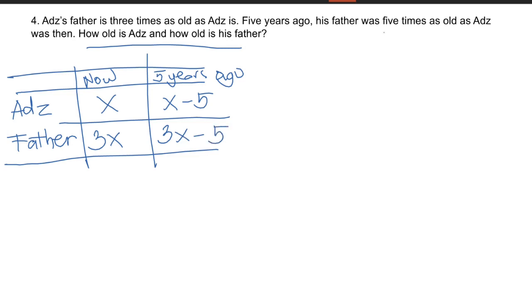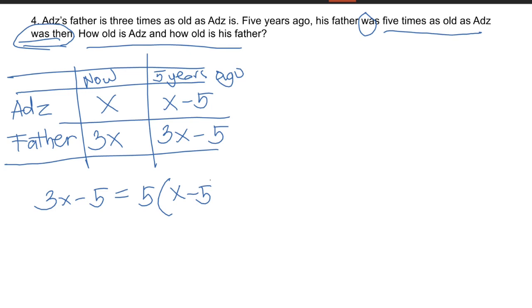And then let's continue reading. 5 years ago, his father was 5 times as old as Ads was then, meaning we will be using the ages 5 years ago. So 5 years ago, his father was 5 times. His father 5 years ago is 3x minus 5. And we have was, meaning we will be having an equation: 5 times as old as Ads was then. So let's multiply the age of Ads by 5, x minus 5. And then we have now our equation.